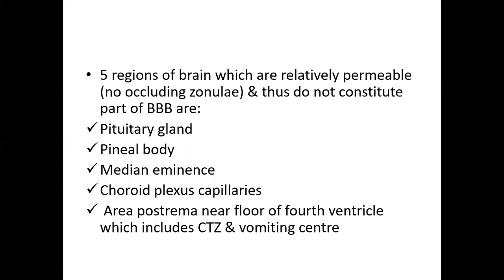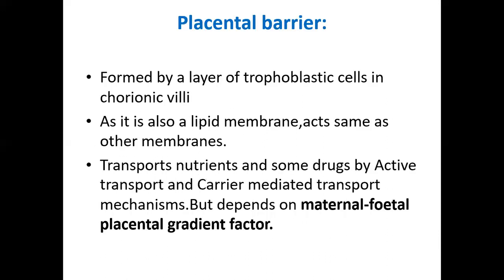But there are a couple of regions in the brain wherein drugs can easily get permeability. Let's look at what are the 5 regions of the brain which are relatively permeable and which do not constitute part of the blood-brain barrier. They are mainly the pituitary gland, pineal body, median eminence, choroid plexus capillaries, and area postrema near the floor of the fourth ventricle, which includes the CTZ and vomiting center.